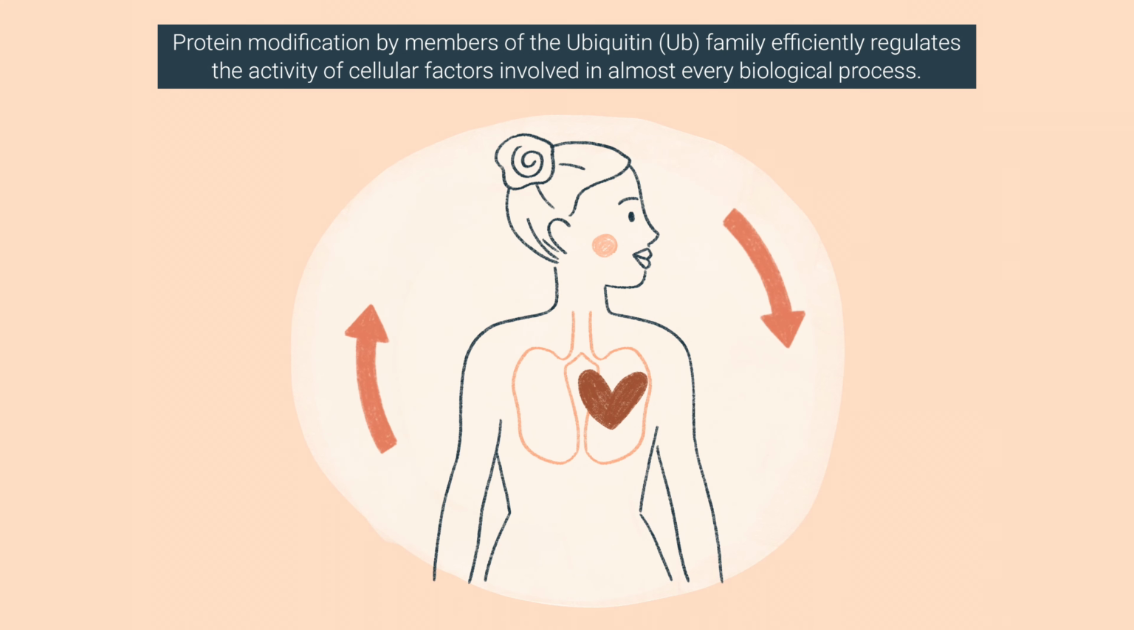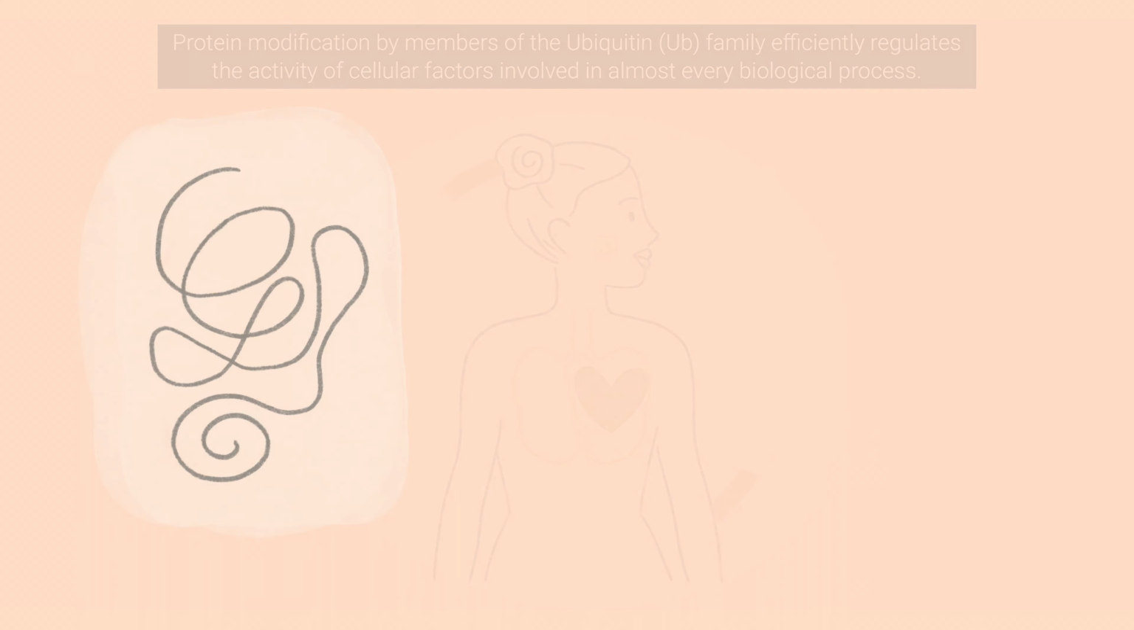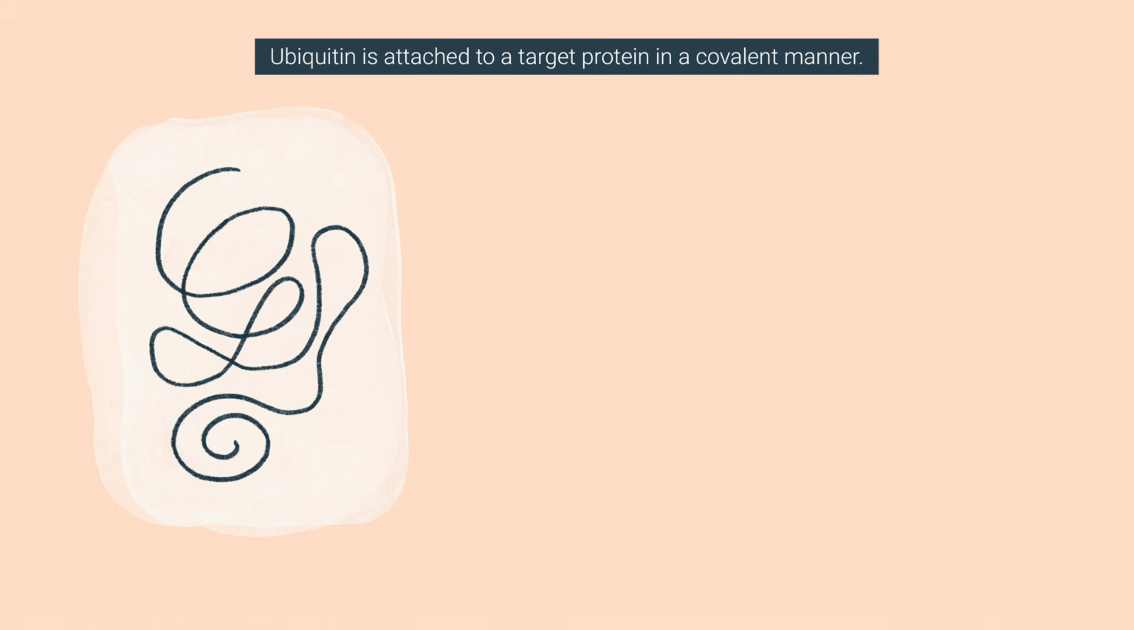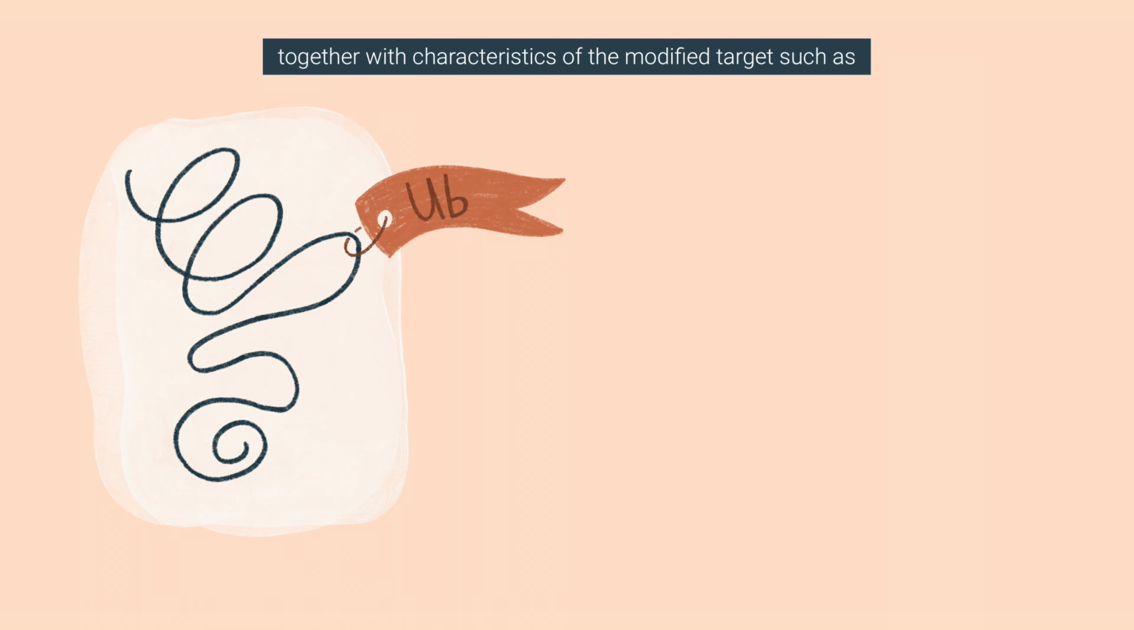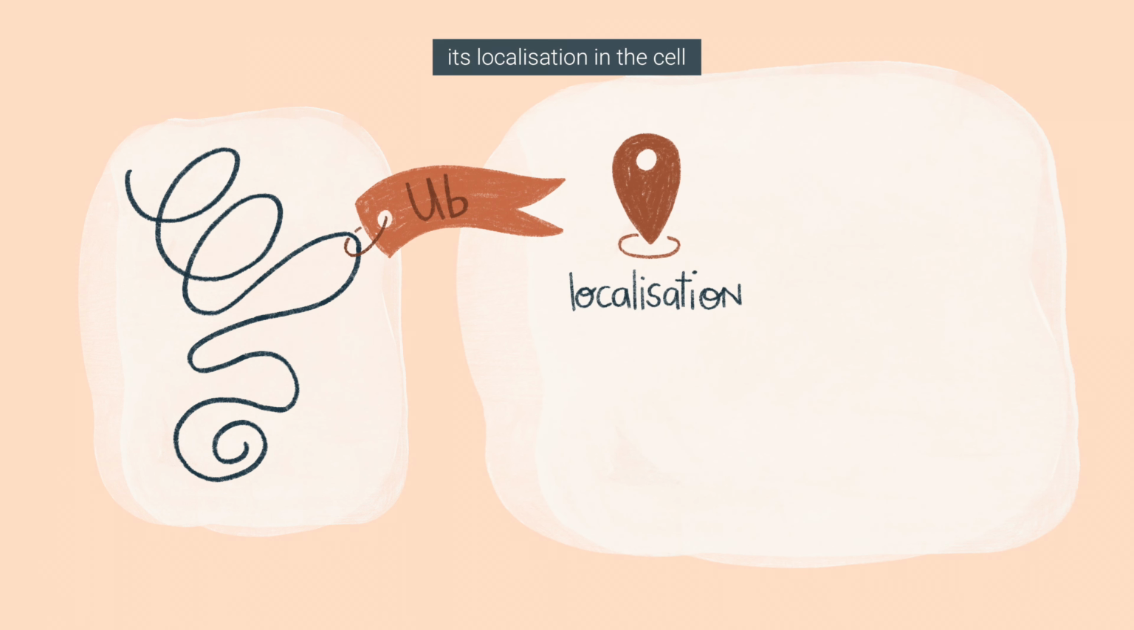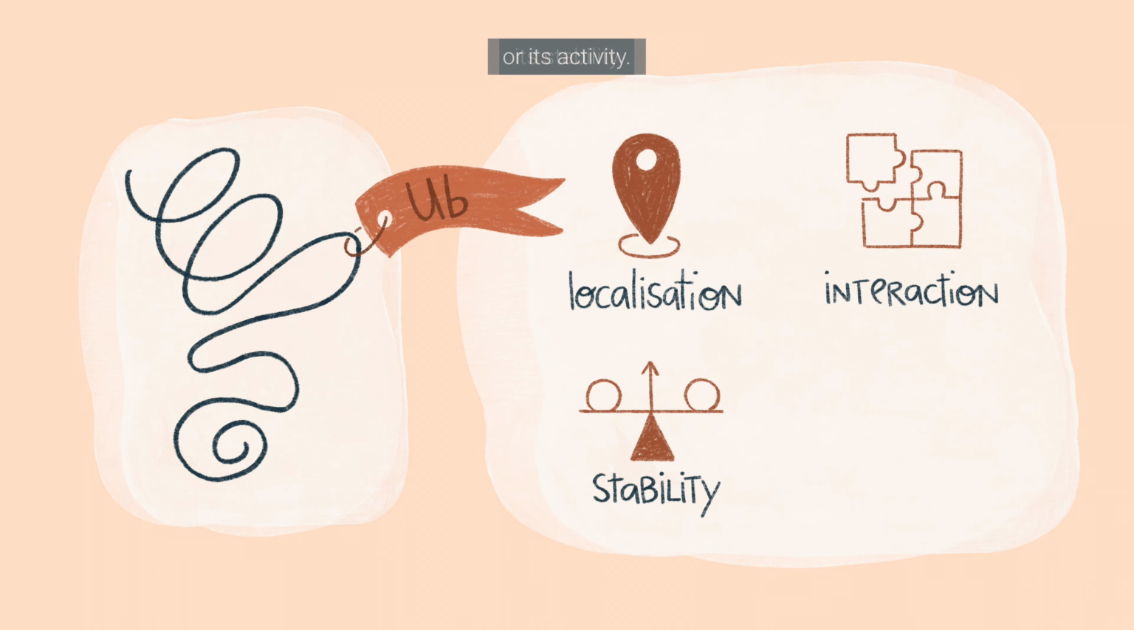Protein modification by members of the ubiquitin family efficiently regulates the activity of cellular factors involved in almost every biological process. Ubiquitin is attached to a target protein in a covalent manner. When this happens, the folding of the protein changes together with characteristics of the modified target, such as its localization in the cell, its capacity to interact with other proteins, its stability, or its activity.